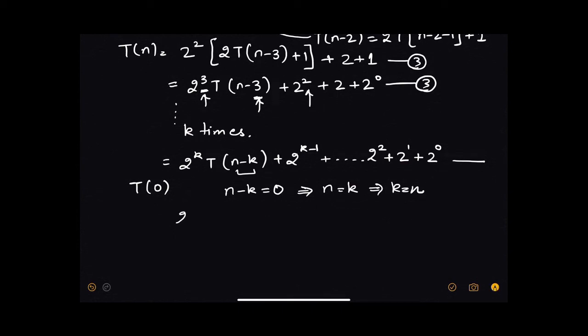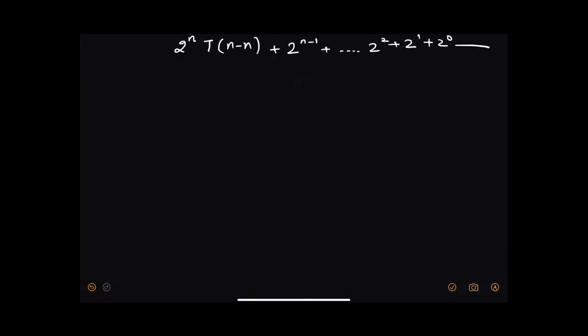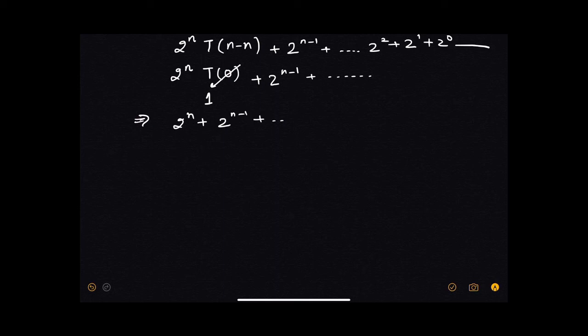So this becomes 2 raised to the power of n, T(n-n), plus 2 raised to the power of n-1, plus 2 raised to the power of 2, 2 raised to the power of 1, 2 raised to the power of 0. Right? Solving this, T(0) has the value of 1. So the general statement I am getting is 2^n + 2^(n-1) + ... + 2^2 + 2^1 + 2^0.